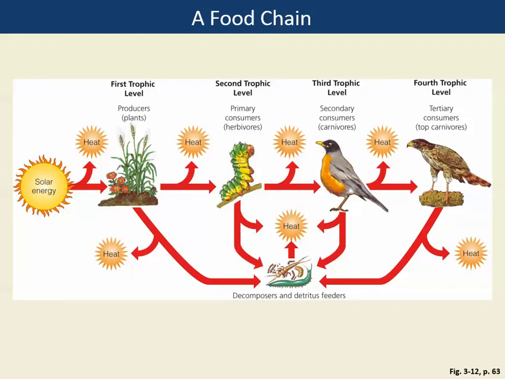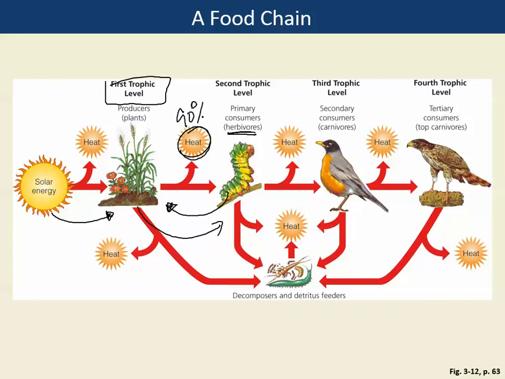So here's a food chain. We've got solar energy helping these plants create what they are because of photosynthesis. So here's your first trophic level and its producers. The second trophic level has these primary consumers, which are herbivores. These guys feed on these guys. When they do, heat is lost. Only 10% of the available energy from one step to the next gets transferred. The other 90% of what was there gets lost as heat.